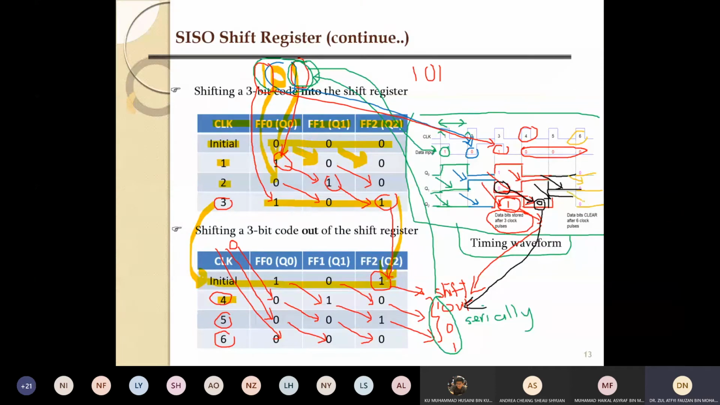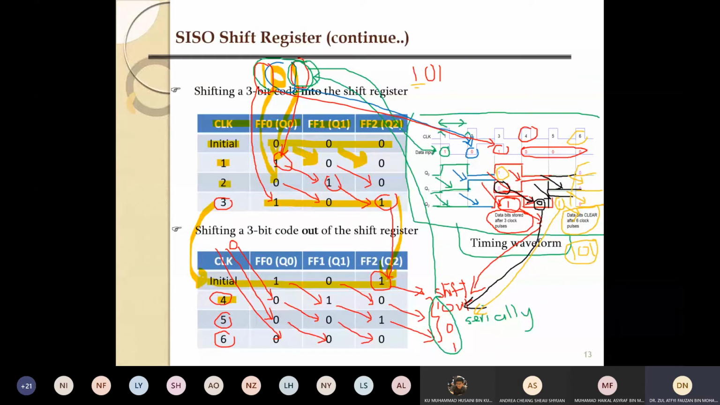Q2 will be 0 also from here, and the first bit, the last bit, okay, this is the last bit 1, then shift from here to here and to here. So this one is already shifted out. So during 6 clock, the data bits are clear, and after 6 clock, all 3-bit data input is already shifted out. Okay, this is shift out.